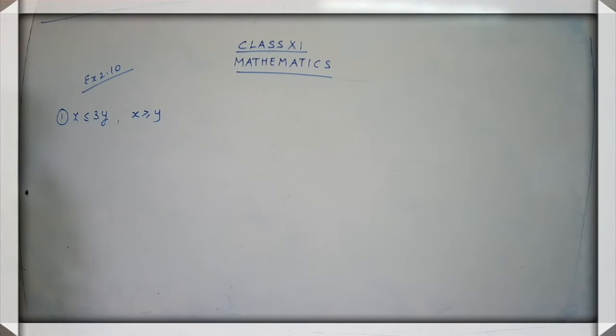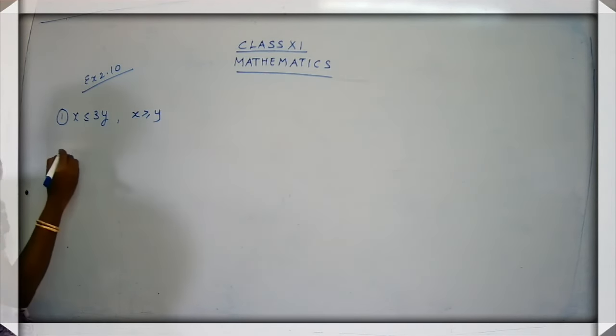Okay children, have you taken it down? Now let's start with the work. We are going to move slowly. You have to understand the concept carefully, children. It is a very easy concept; just understand it and apply it. That's all, very simple. Now let's do the tables for x less than or equal to 3y and x greater than or equal to y.